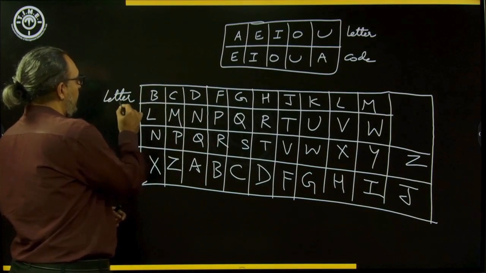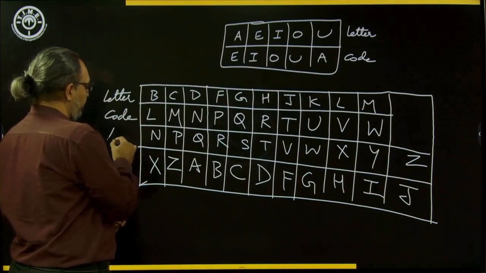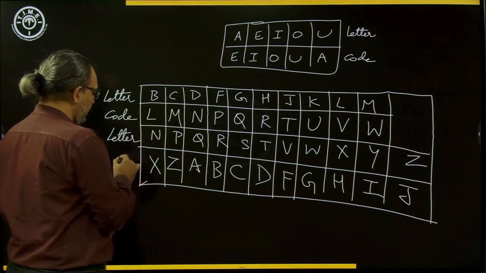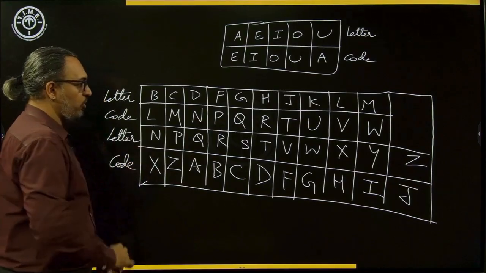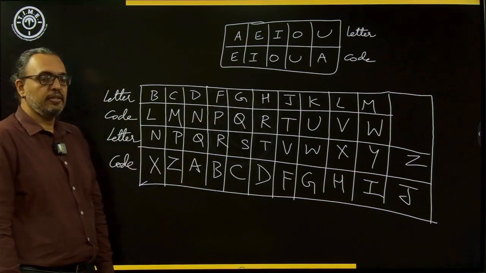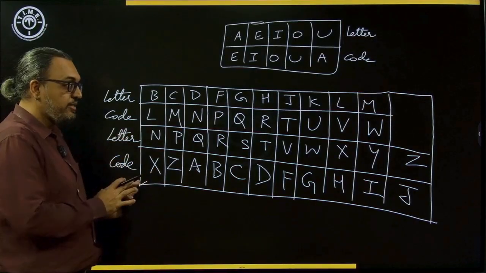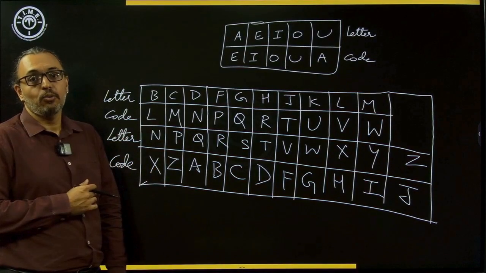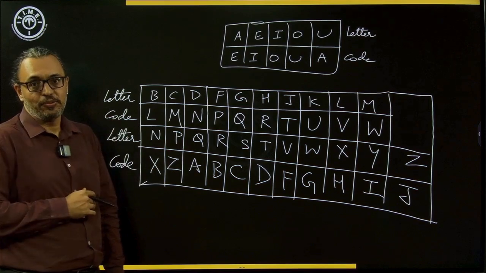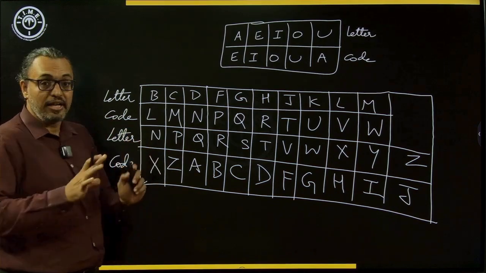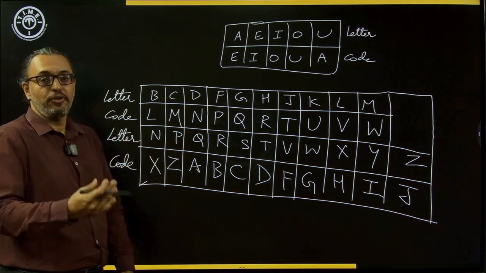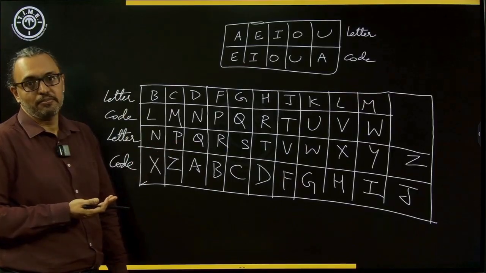So that way we get our letter and the code like this. So you need this to answer all the questions in one stretch. So you have this ready in your rough sheet so that as and when you have questions, you can just have a look into it and answer.